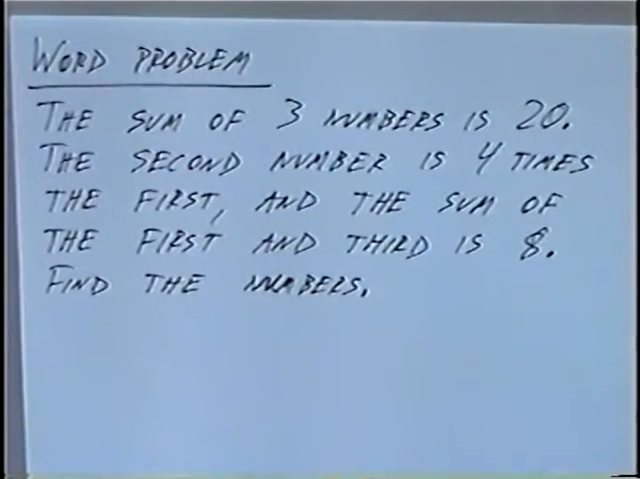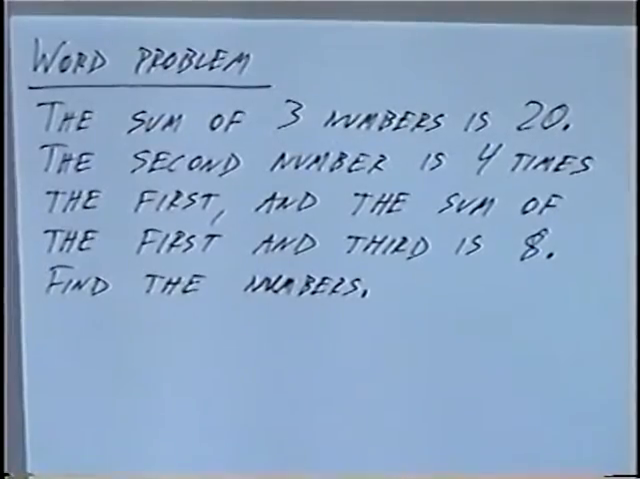The sum of 3 numbers is 20. The second number is 4 times the first, and the sum of the first and third is 8. Find the numbers. In this question we can write equations using 3 variables for the 3 numbers, and then we can solve for the 3 variables.